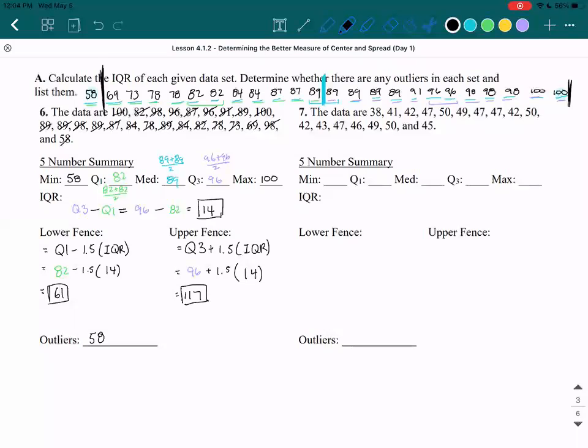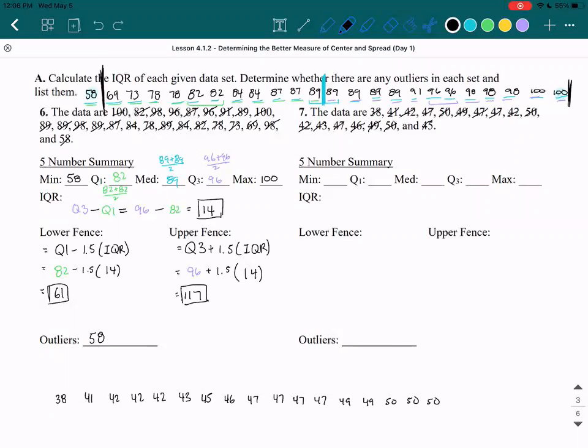All right, so if you have any questions, let me know. Other than that, let's move on to the next problem, which is number 7. So I don't have space to list out more numbers. Actually, I do. I'll just write it on the bottom. So let's pause the video, and then I'll come back and unpause it once I'm done listing the numbers from smallest to greatest.